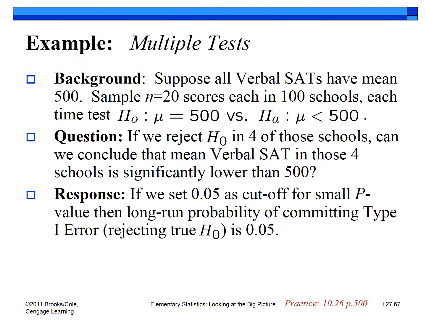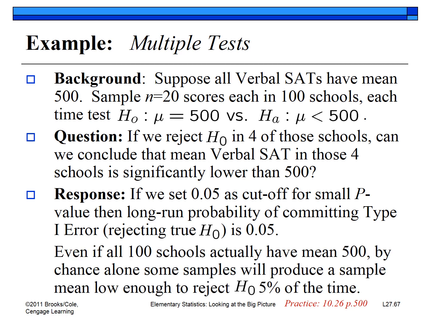Well, if we're using alpha equals 0.05, then in the long run, we expect to commit this type 1 error about 1 in every 20 times. So over 100 schools, we would expect around 5 null hypotheses to incorrectly be rejected. Since we rejected 4, this seems reasonable.